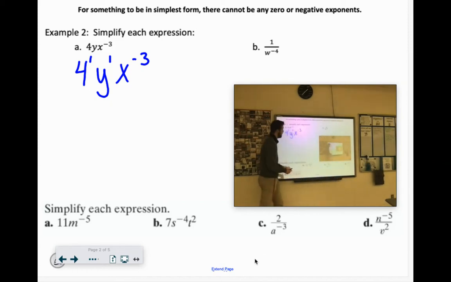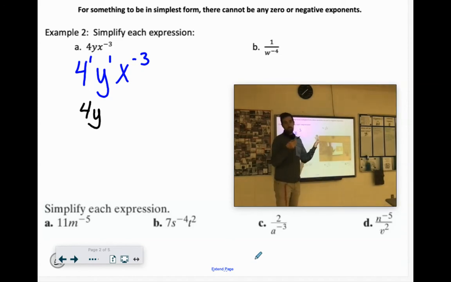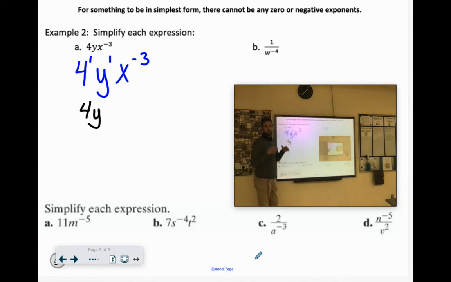So the 4 is fine, it stays. The y is fine, it stays. The x has a negative exponent. So if that was by itself, we'd go 1 over x to the third. But because there are these other variables and coefficients with it, you just tuck it underneath to the bottom. X to the third comes down here, becomes positive 3 once you move it. There you go, we moved all our negative exponents. Done.